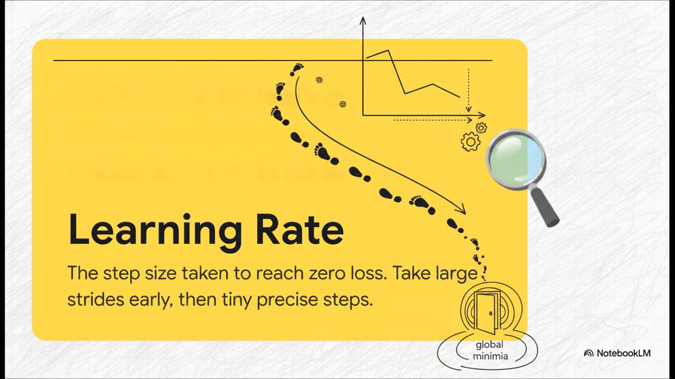So, as you approach the target, you instinctively start taking cautious, tiny little steps. The learning rate dictates exactly this, dynamically taking big leaps early in the training when the AI's errors are really high, and then shifting to tiny, ultra-precise steps as the model dials in on that perfect accuracy.